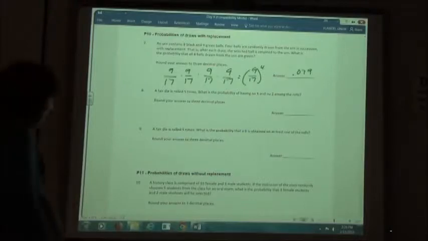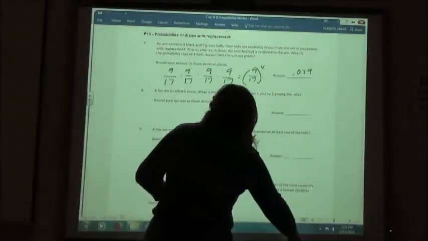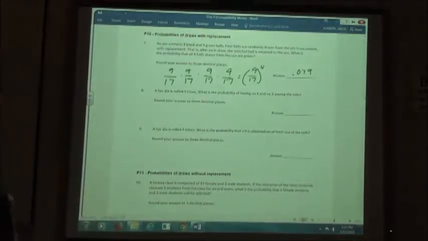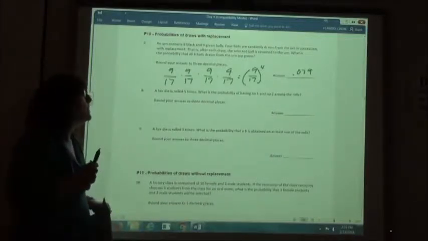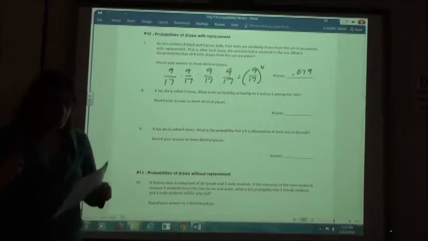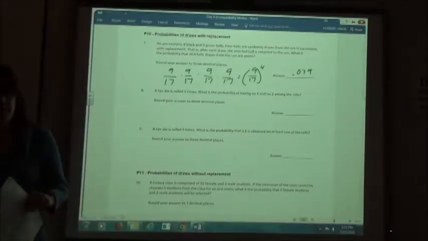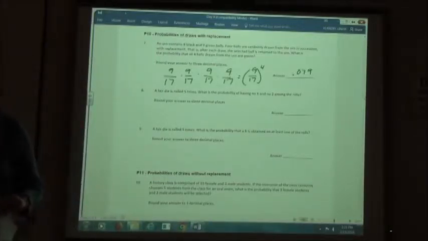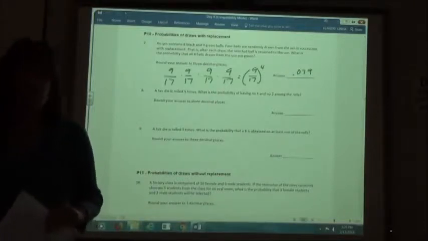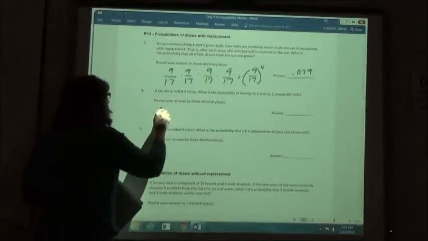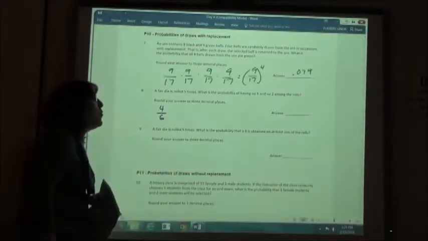Okay. Number 8. We have a fair die that's rolled 5 times. What is the probability of having no 1s and no 2s? So what's the probability of not having a 1 or a 2 on my dice? 2 out of 6 is 1/3, but that's having a 1 or a 2. We want not having a 1 or a 2. 4 out of 6. You could reduce that down if you wanted to.